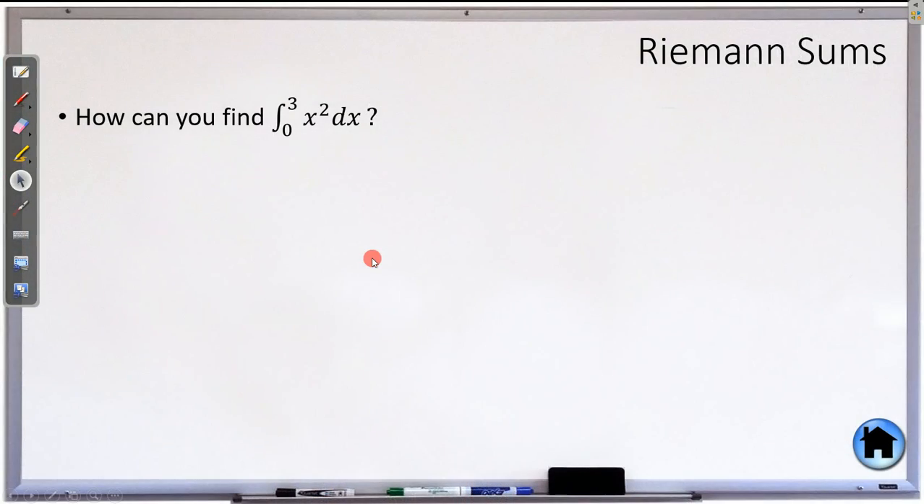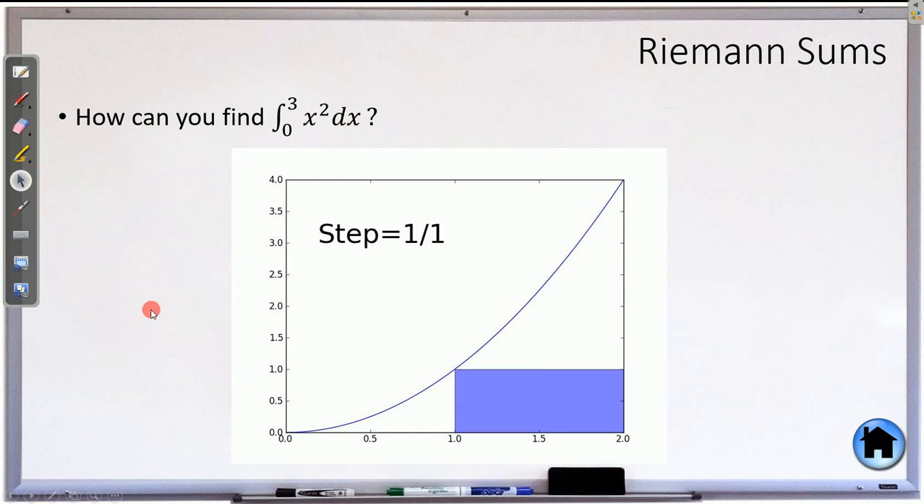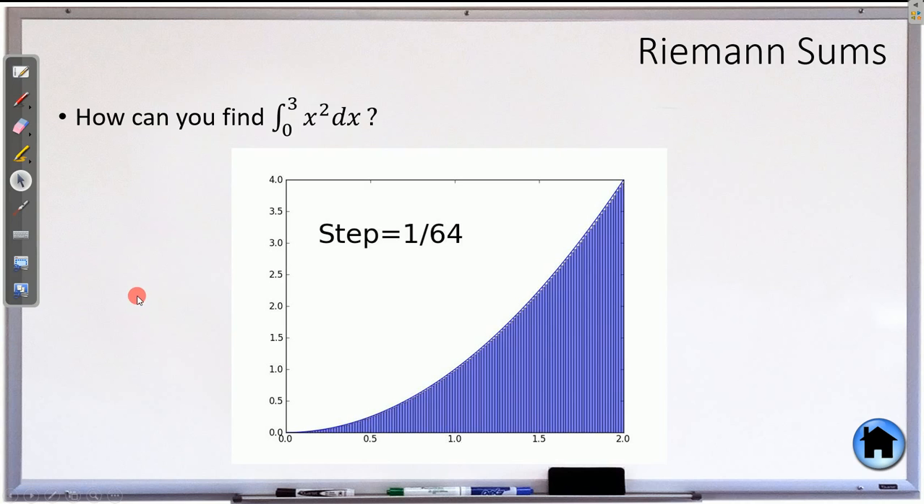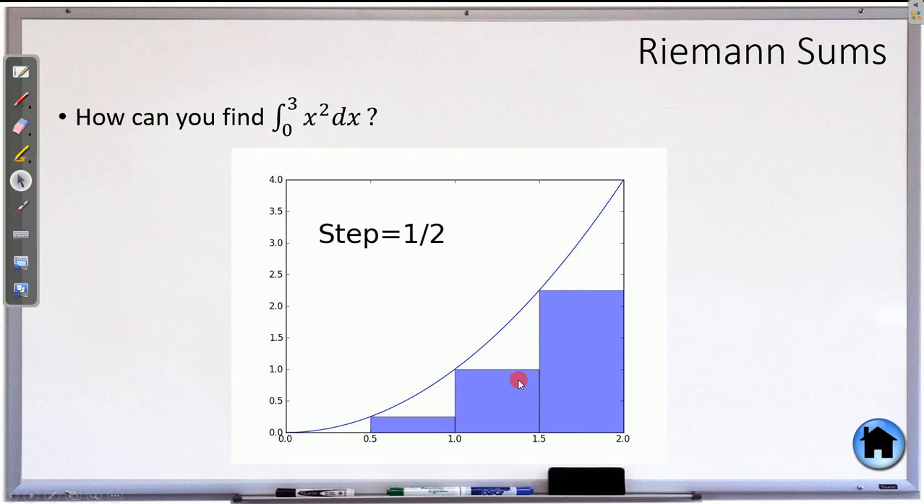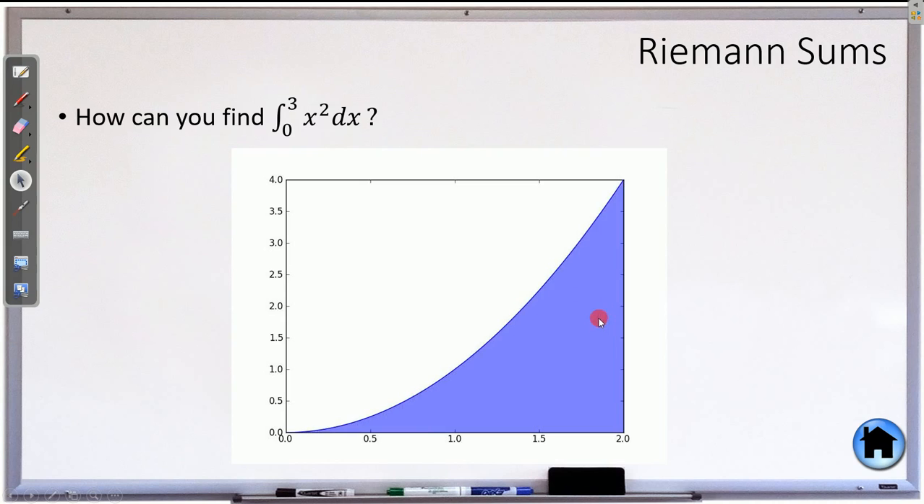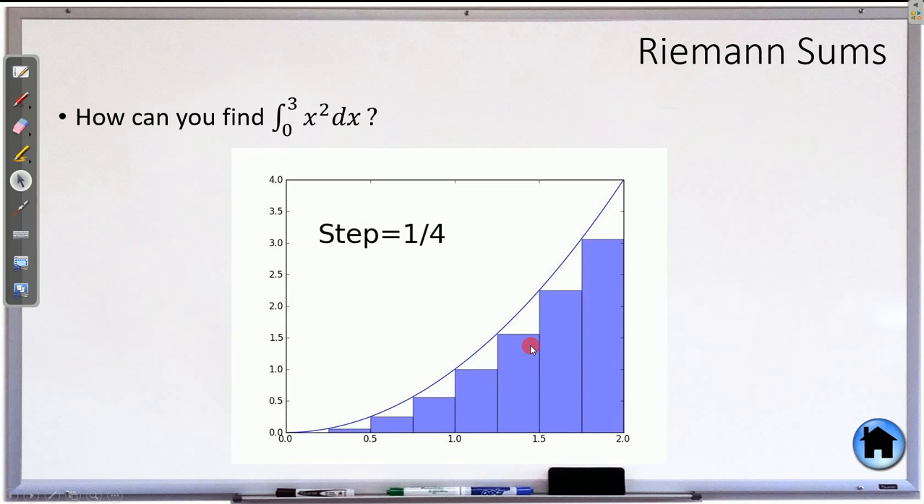So let's start with a nice easy one here. How can you find the area underneath x squared from 0 to 3? That's what that definite integral is saying. And x squared, think of a parabola, that is not any sort of geometric shape that we have an equation for. So here is sort of an animation of how you do it. So you take x squared and you start putting rectangles in it. You start big, and as you add more and more rectangles, that shaded area becomes almost exact.